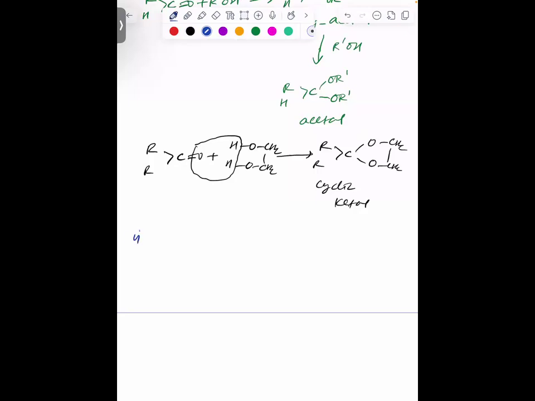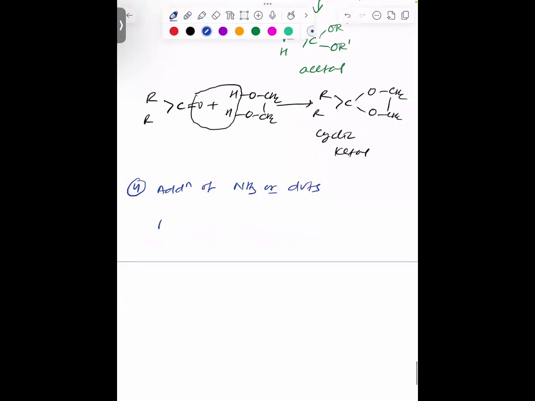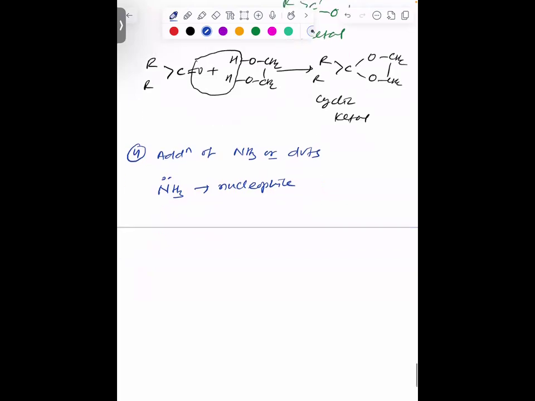Next, the last reaction under addition reaction, that is addition of NH3 or its derivative. With NH3, here nitrogen contains a lone pair, so it can act as a nucleophile. If it is a nucleophile, then it can easily attack the carbonyl carbon.